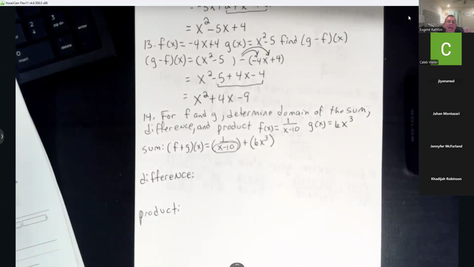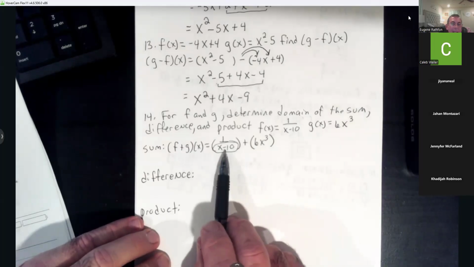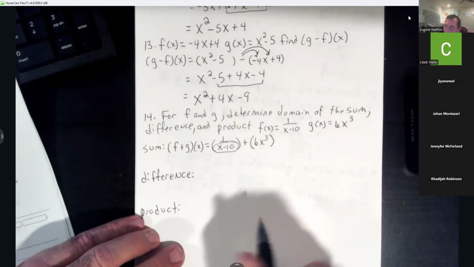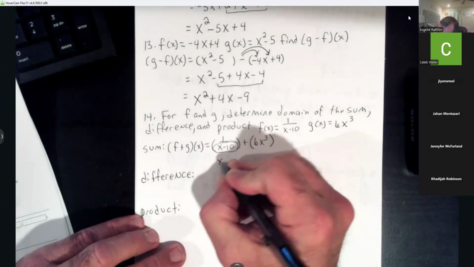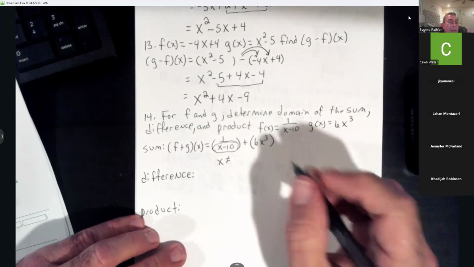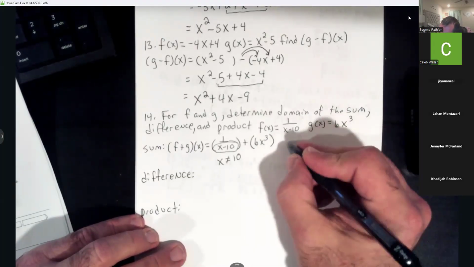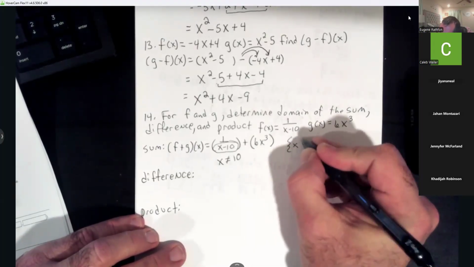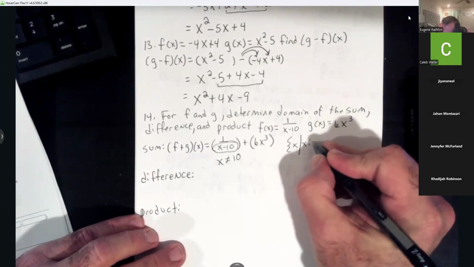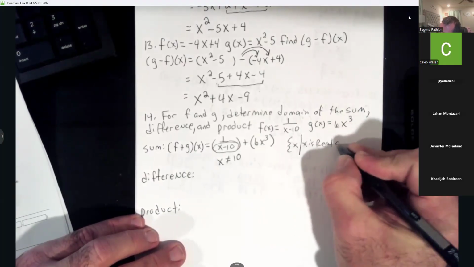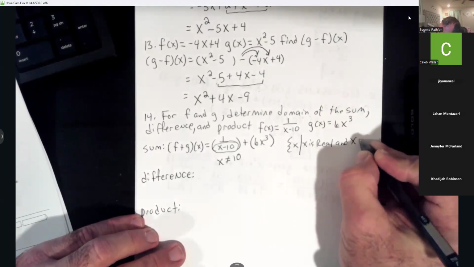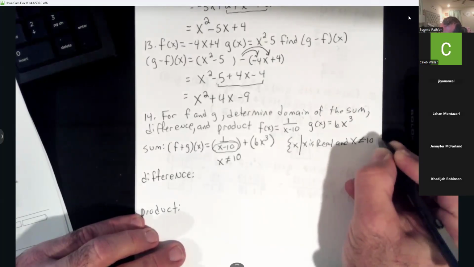Because remember, I cannot have a fraction that turns into something that is undefined. So y'all, that means the only number this x cannot be is a positive 10. There you go. Right? So that domain will be this x such that x is a real number and x cannot equal 10.